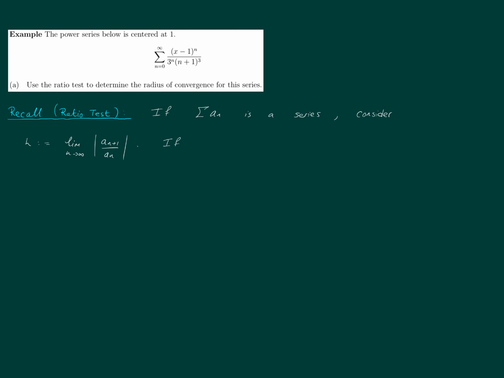if, first option, L is less than 1, then the series sum an converges absolutely. Second option, if L is greater than 1, then sum an diverges. Option 3, if L equals 1, then the ratio test is inconclusive.